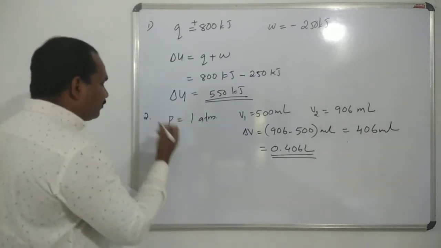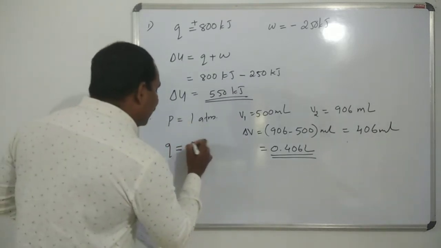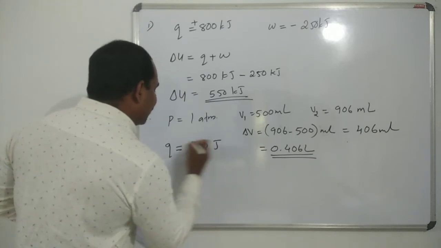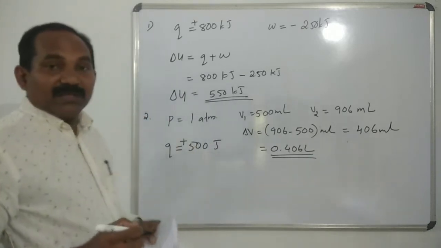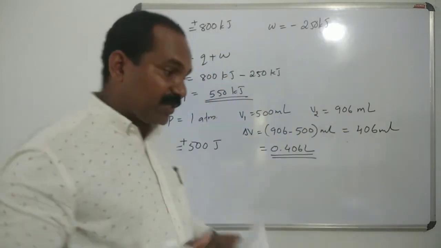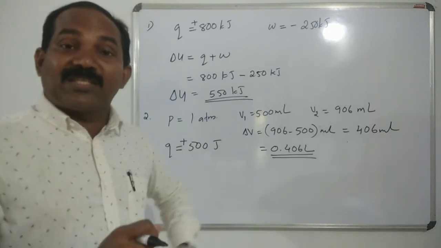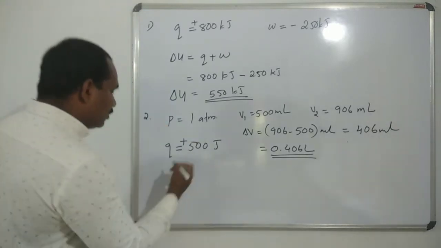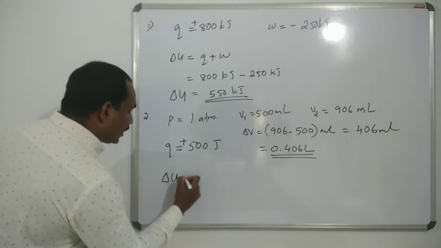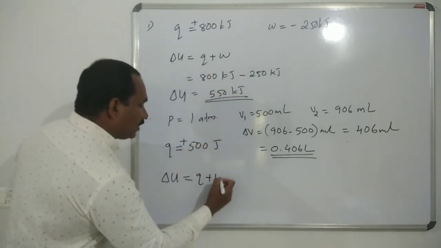Another important piece of information is that the system absorbs 500 joule of energy, that is positive. The system absorbs 500 joule of energy. And the question is the change in the internal energy. What is internal energy? Delta U. It is Q plus W.